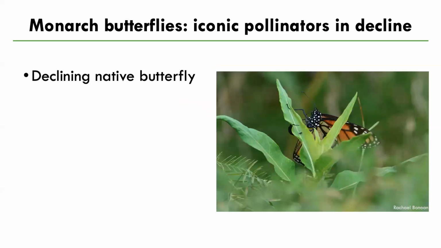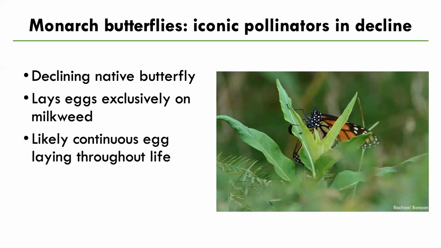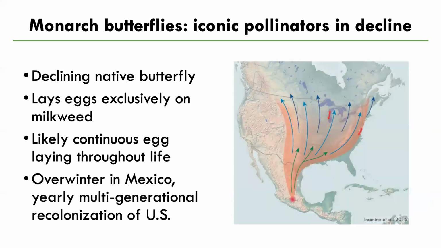Now, to make that cartoon a real butterfly, my study system is the monarch butterfly, which is unfortunately an iconic pollinator in decline. It's native to the United States, and it lays eggs exclusively on milkweed. And it likely is continuously egg-laying throughout its adult life after mating. So it fulfills that criterion that I mentioned on the last slide. These butterflies overwinter in Mexico, and they have a yearly multi-generational recolonization of much of the eastern United States.